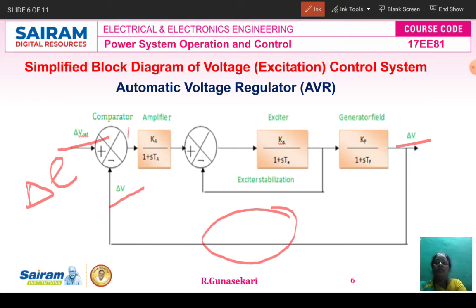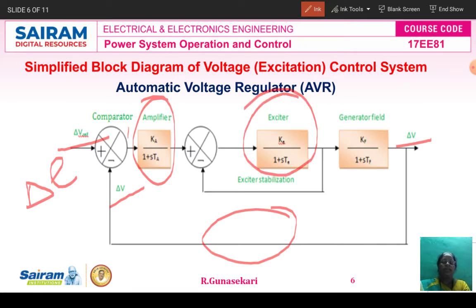Then the error signal is applied to the amplifier. This is the amplifier block. What is the transfer function of the amplifier block? Ka divided by 1 plus S into Ta. Again the output of the amplifier is fed to the exciter. This is the exciter block, that is the transfer function of the exciter equal to Ke divided by 1 plus S into Te.